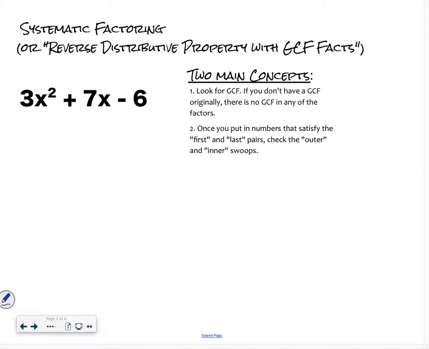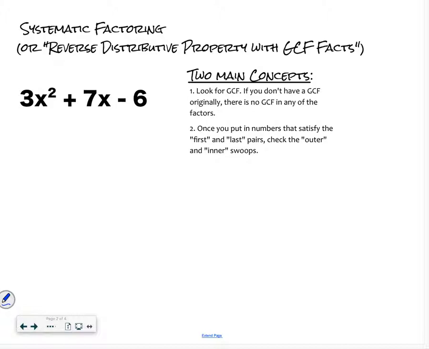So I call this many different things. It's been called many different things over the years. And some people call it the guess and check method. But I think sometimes that's kind of a negative connotation for students. They're like, am I just randomly guessing, or is there a process to this? Okay, and I, for many years, called it the reverse distributive property with GCF facts. Okay, but now I've started to call it a much simpler name, which is systematic factoring. There's a method to this madness, right?